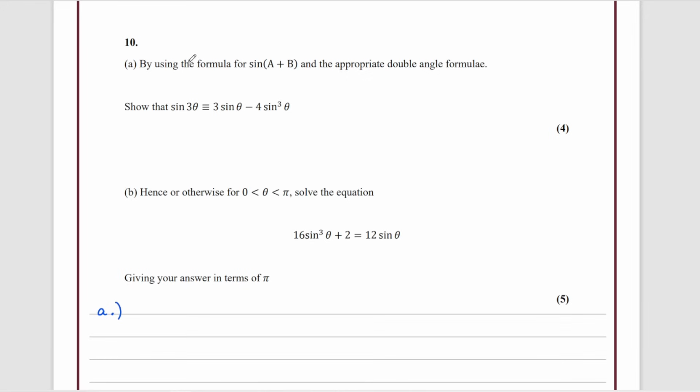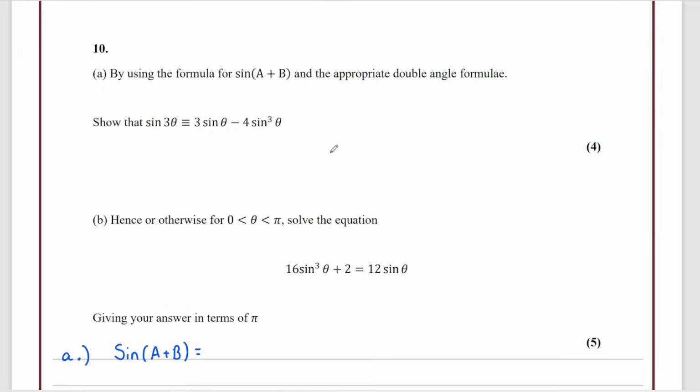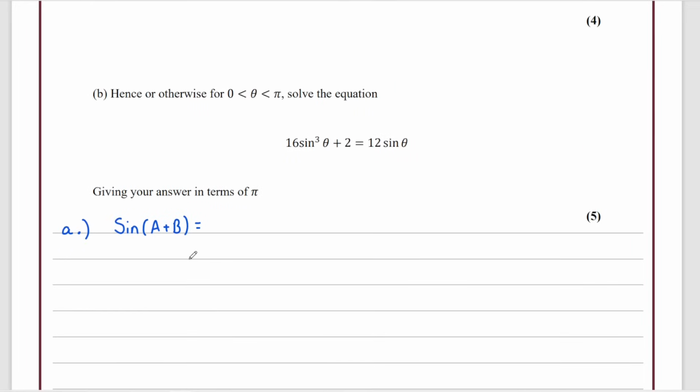Now for part A, like the question says, by using the formula for sine of a plus b, so let's just start by stating this result here. So sine of a plus b. Now this result is given in the formula, but let me just zoom in a little bit here just so we can see it a bit better. So sine of a plus b, like we said, it's given in the formula book. So this is sine a cos b. Then we have plus cos a sine b.